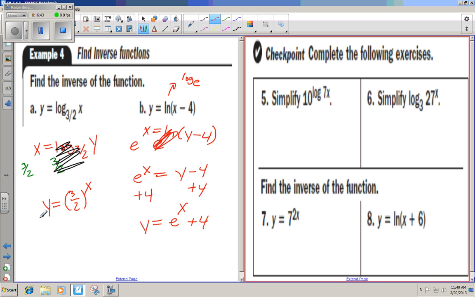All right. Number 5 and 6 should not take you very long at all, because log base 10 to the power of log base 10 cancels out. Your answer is 7x. Number 6, you cannot automatically cancel out. You have to rewrite this as log base 3 of 3 to the 3x. 3 cubed is 27. 3 times 3 is 9, times 3 is 27. Now, log base 3 of 3 cancels out, and your answer is 3x.